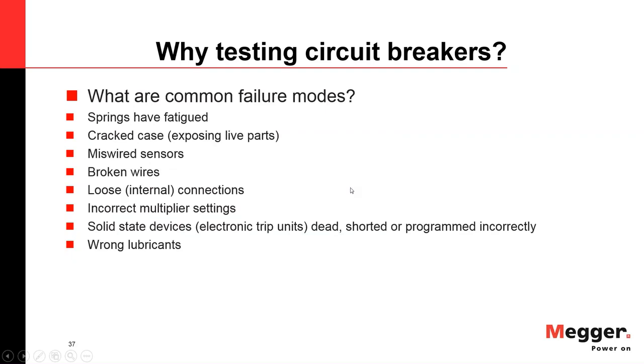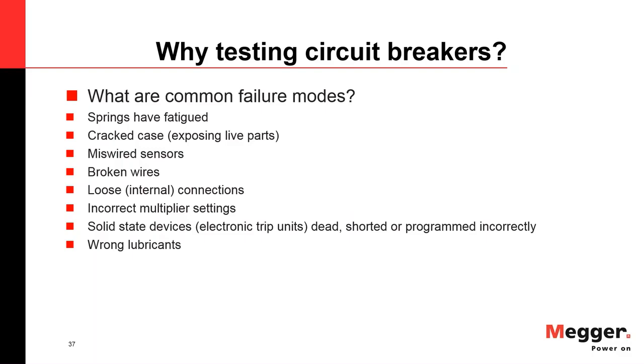Parts then can, like the springs can fatigue, you can have cracked cases, deformed metal parts, so live parts can be exposed, and you lose your dielectric withstand capabilities because the distances, the clearances, are not there anymore. The current sensors can be miswired. I personally have seen that quite a few times. Wires can be broken, and then the commands of the trip unit are not correctly processed anymore.